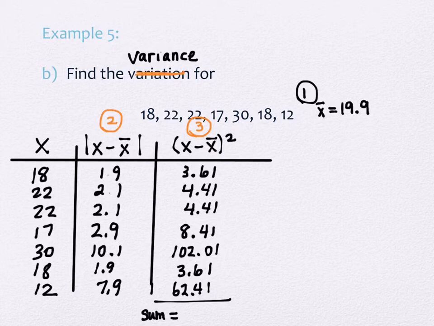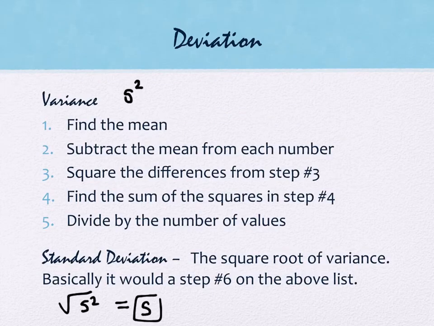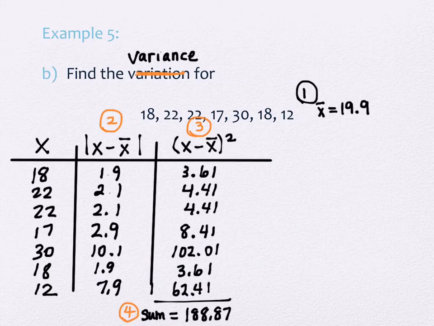188.87. That was step 4. Just for fun, we'll label it. Okay, what's step 5 say to do? Divide it by the number of values. So step 4 and 5 is that same averaging thing that we keep doing, right? Broken into two steps.